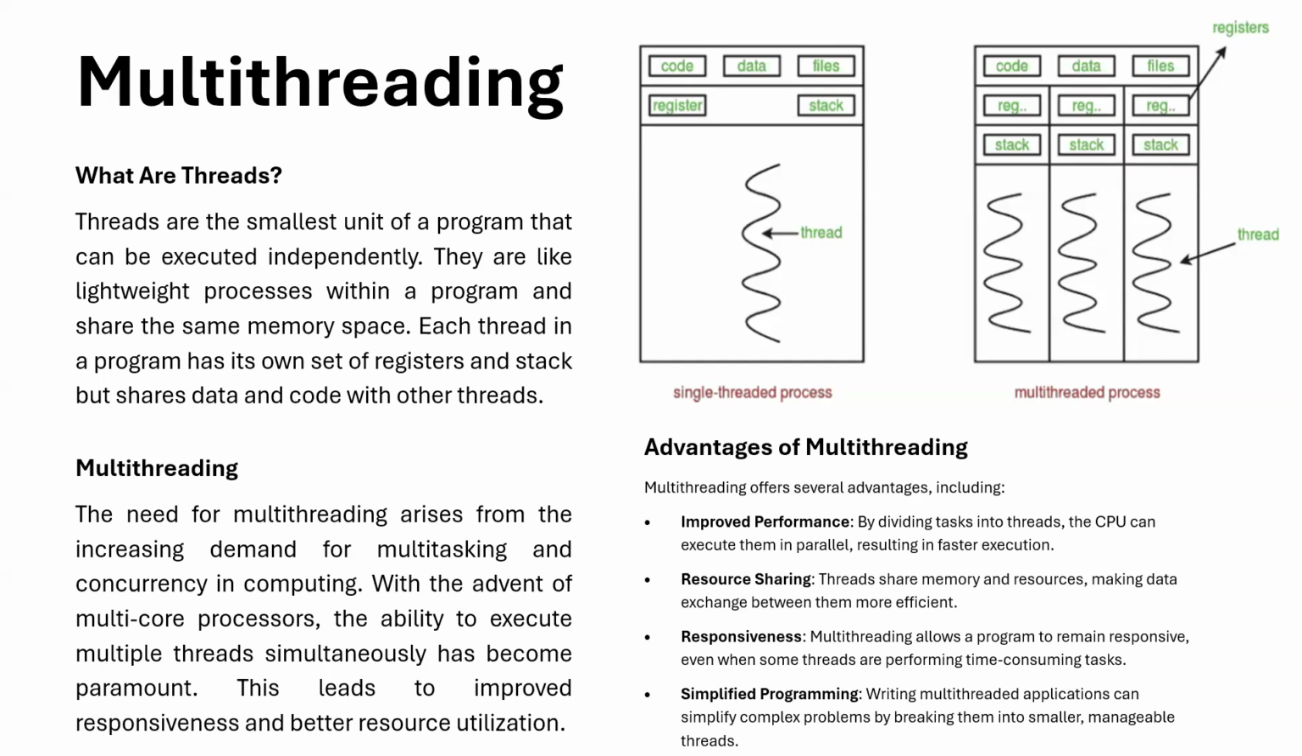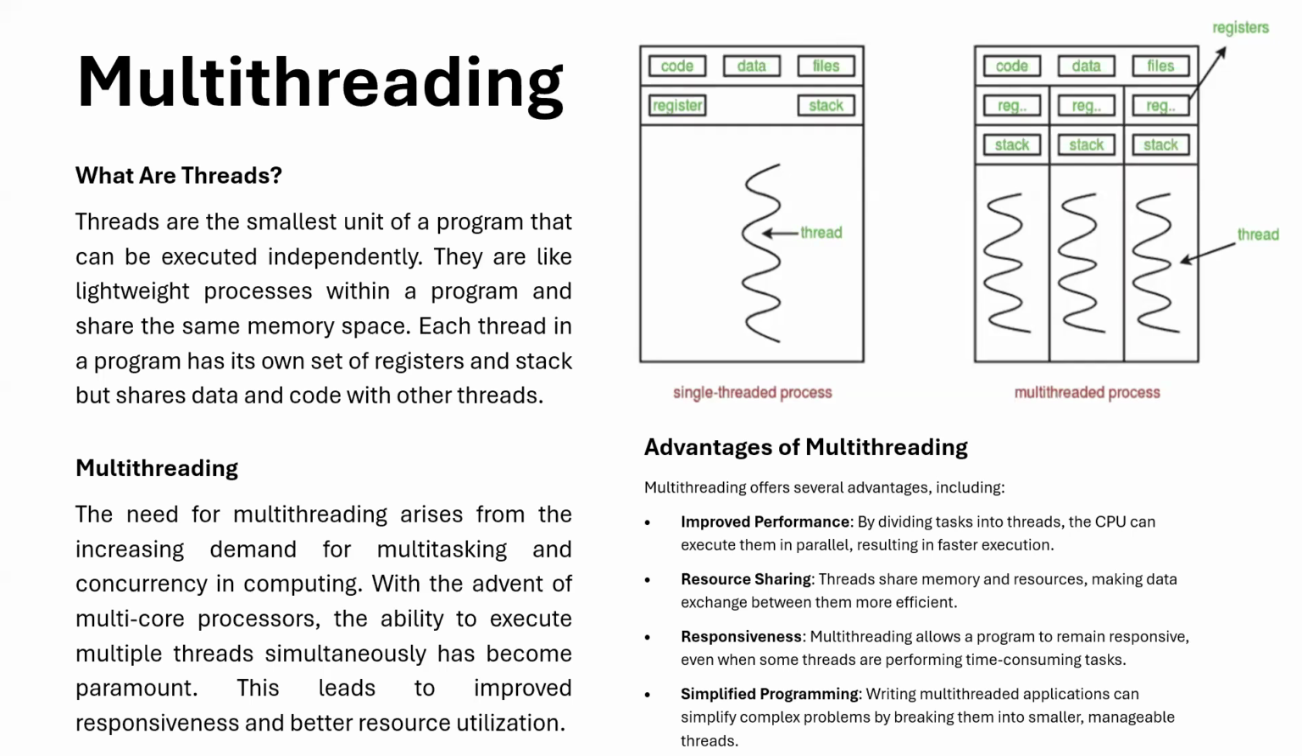We are going to talk about it with the diagram that we have here. Each thread in the program has its own set of registers and stack, but shares data and code with other threads. Multi-threading, of course, having defined threads. The need for multi-threading arises from the increase in demand for multitasking and concurrency in computers. Concurrency means different things happening at the same time. The ability to execute multiple threads simultaneously has become paramount. Every computer is now doing multi-threading. The technology has gone so far, and this is what has led to the improvement that we have today.